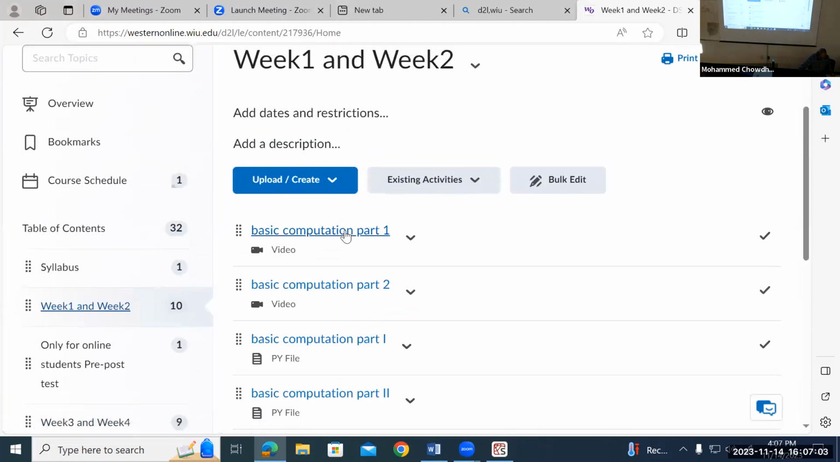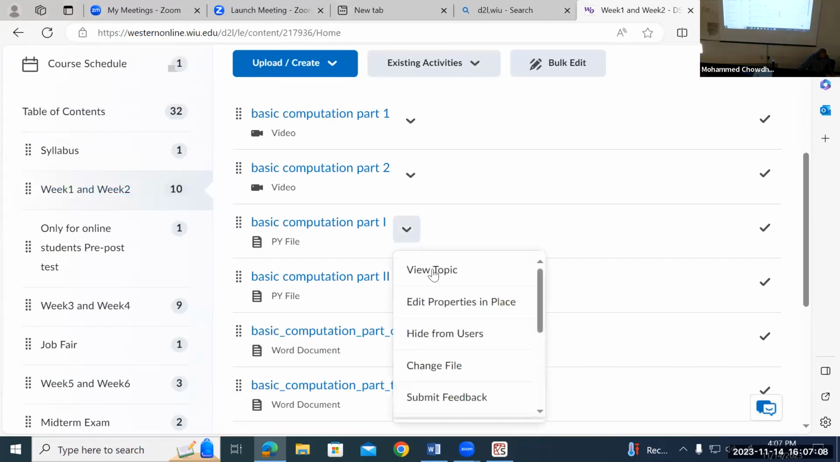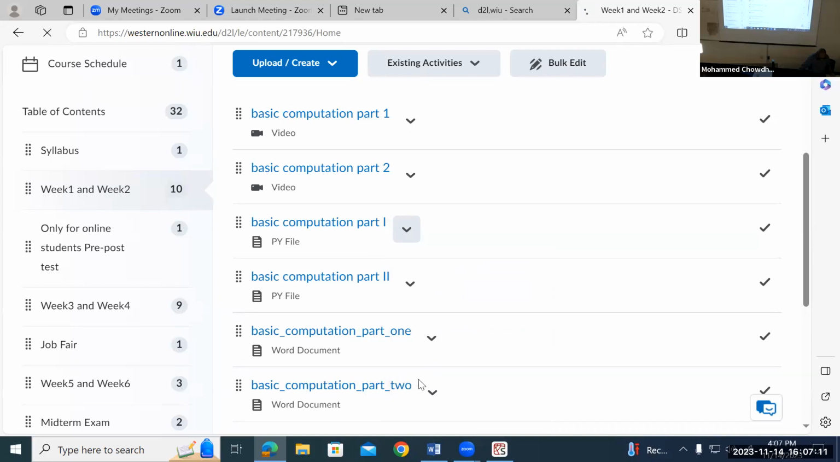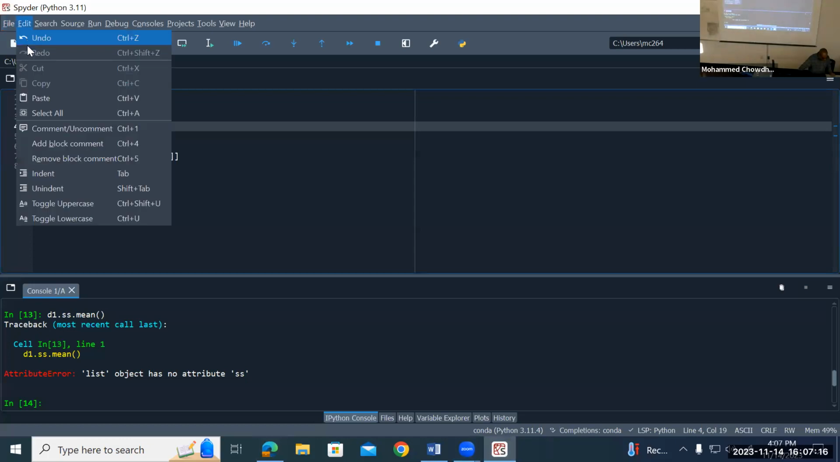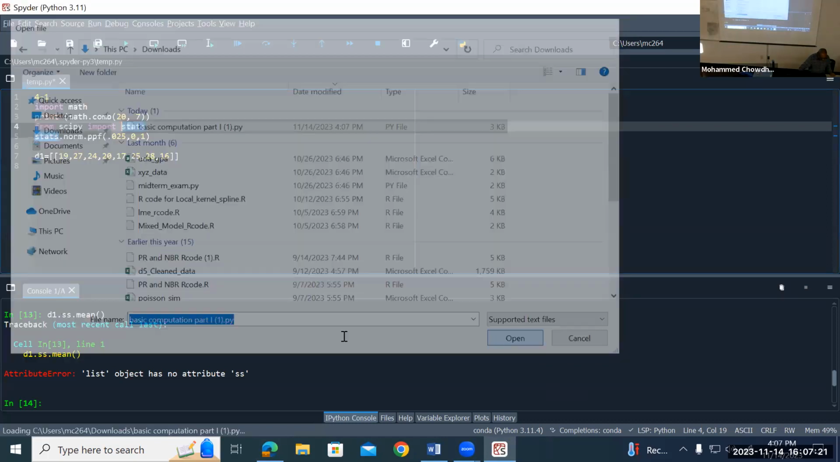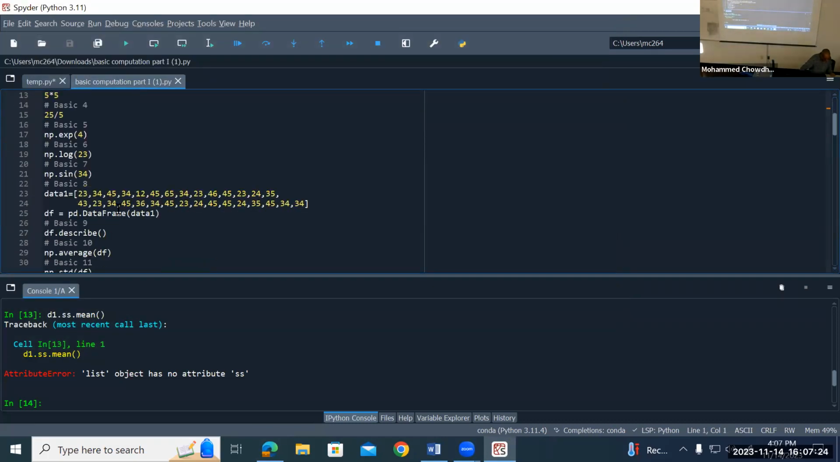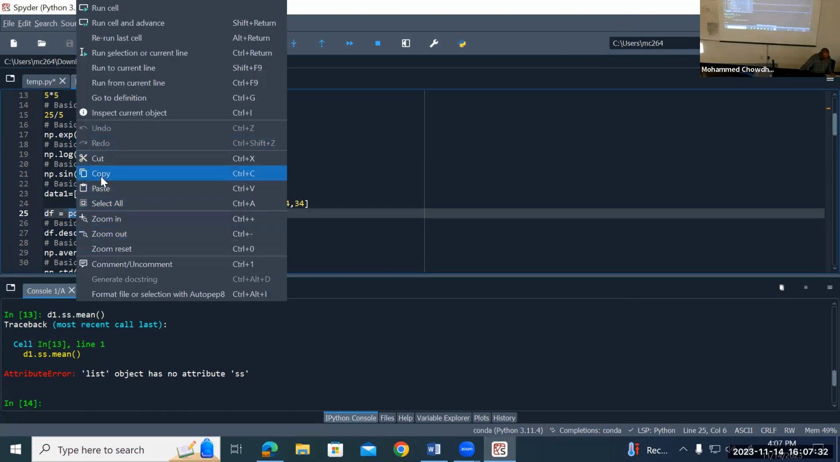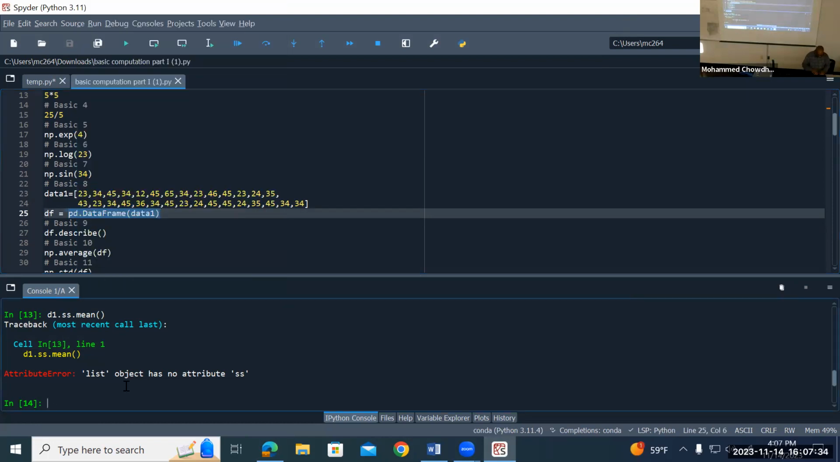Week 1 and 2, basic computations part 1, Python file. Download. I have downloaded. Let me open it. File, open, download basic computations part 1. Ah, that is the reason. Okay, I have to import pd. So first of all, let me bring the data again.